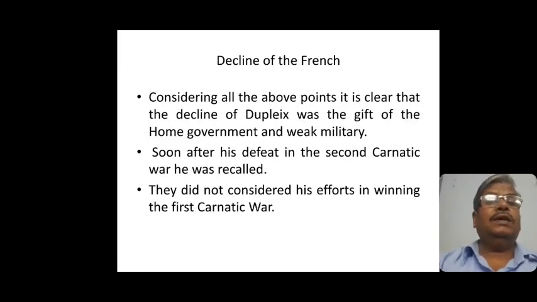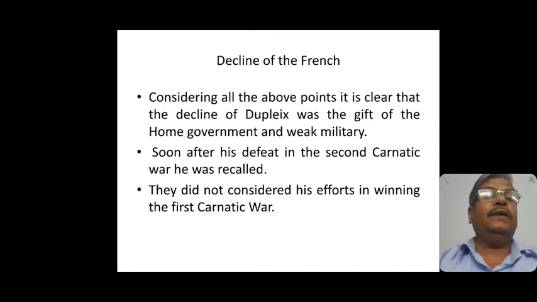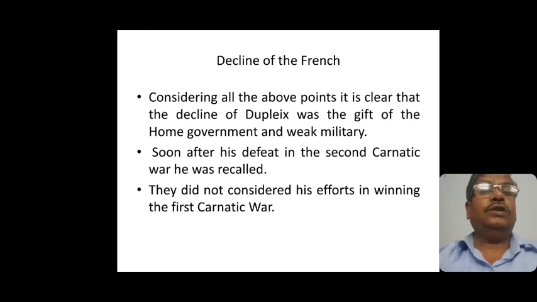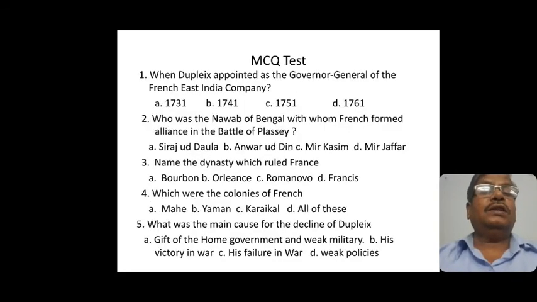As a result, considering all the above points, it is clear that the decline of Dupleix was the gift of the home government and weak military. Soon after his defeat in the Second Carnatic War, he was recalled. See, victory and losing a battle were quite common, but instead of providing sufficient military help, they recalled him. They did not make any inquiry into the causes of their defeat. They did not consider his efforts in ending the First Carnatic War.